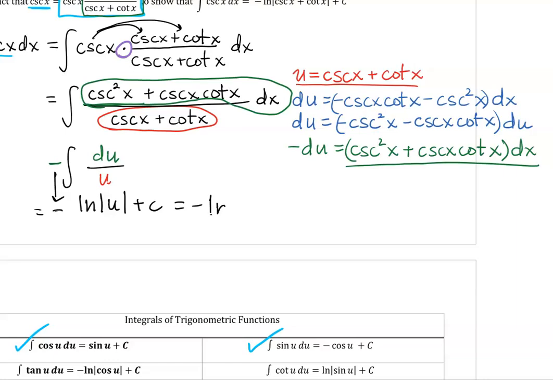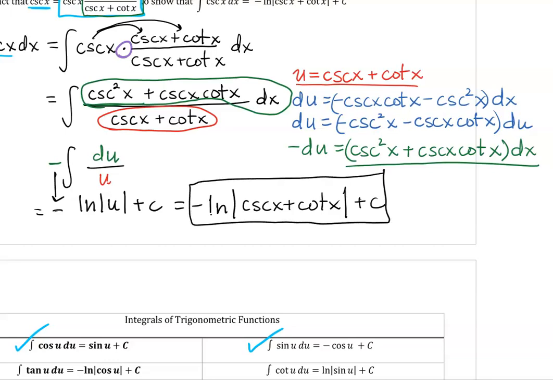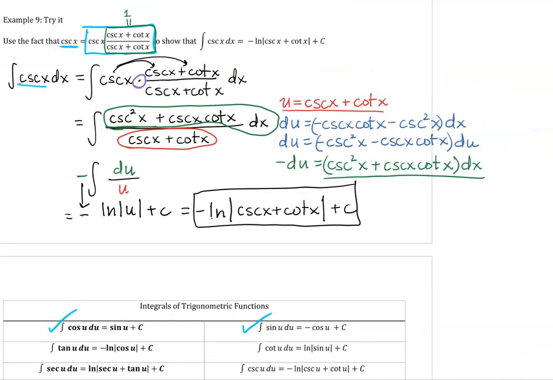And the last thing that we will do is replace u with what it was when it was written in terms of x to get natural log of the absolute value of cosecant x plus cotangent x with a plus c on the end, which is exactly what we wanted to get, by the way, y'all.